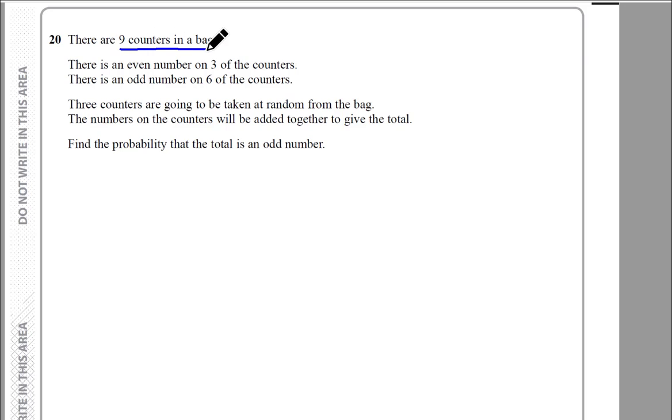Right, step 1, there's 9 counters in the bag. 3 are even, 6 are odd. 3 counters are going to be taken out at random. The numbers on the counters will be added together to give the total. Find the probability that the total is an odd number. So what we need to know is the combinations that will make it odd.